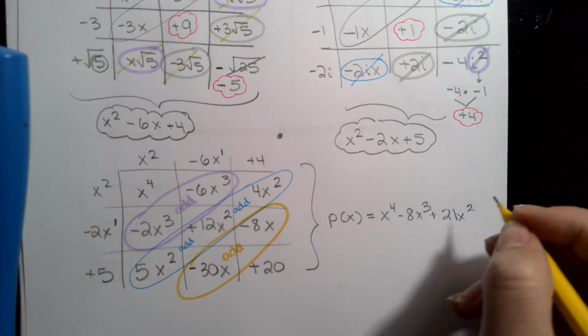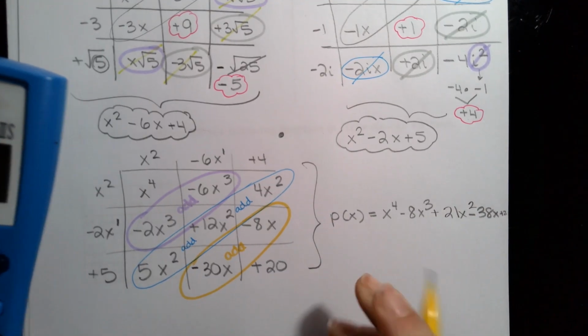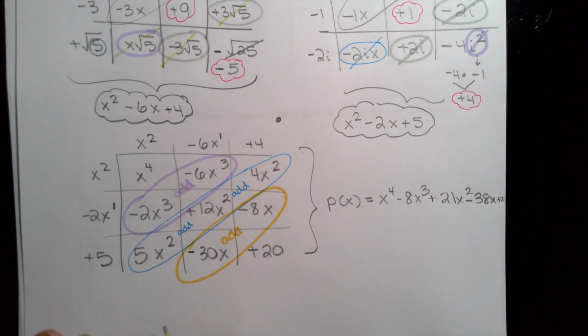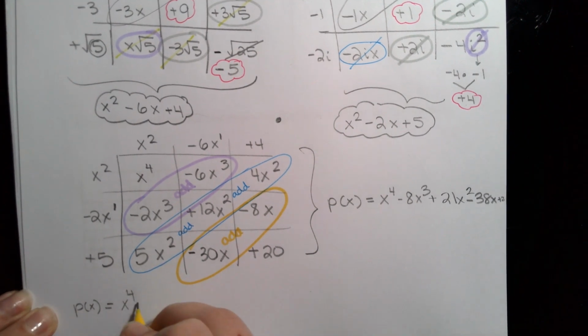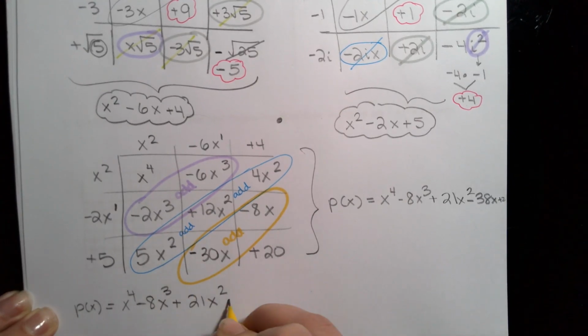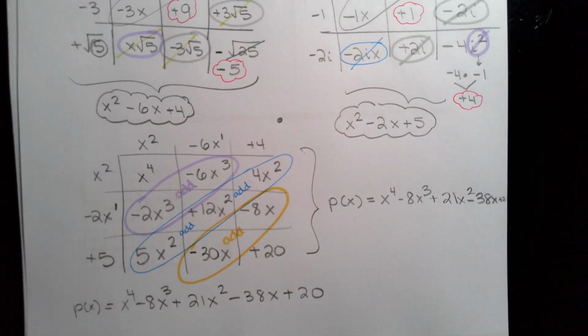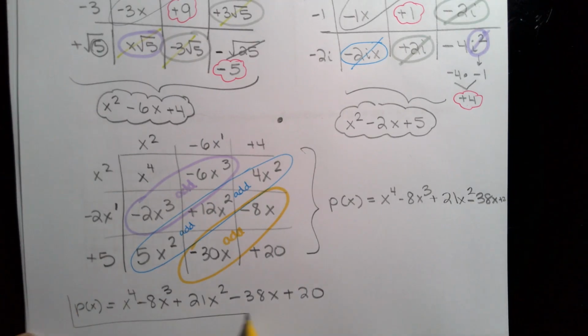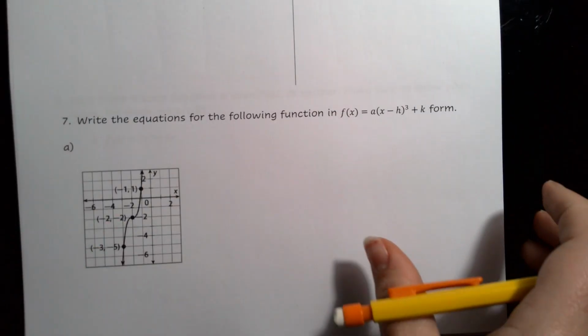And we're left with negative 38x plus, oh, I'm barely going to make it. I'm going to have to rewrite that. So let's try this again. x to the fourth minus 8x cubed. We said this was 21x squared minus 38x plus 20. All right, this is your expanded form. All right, moving on to the next one.